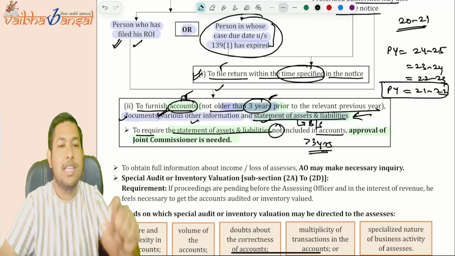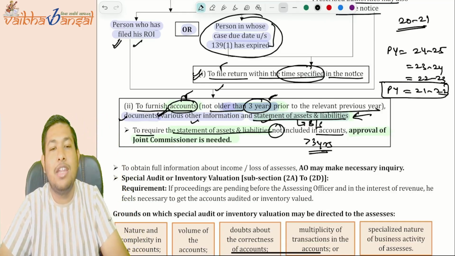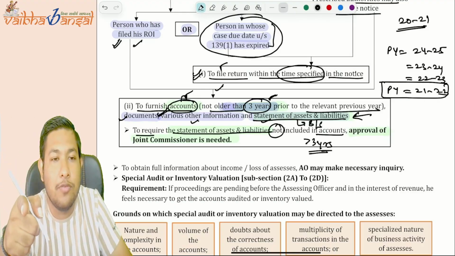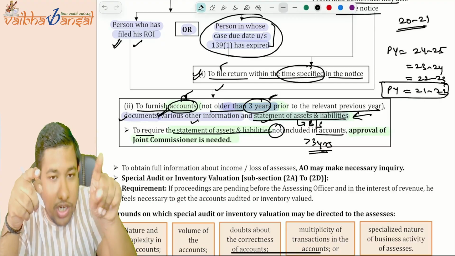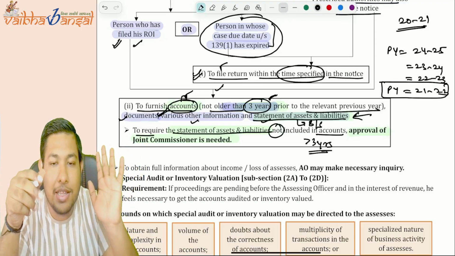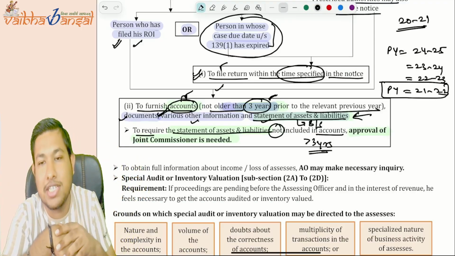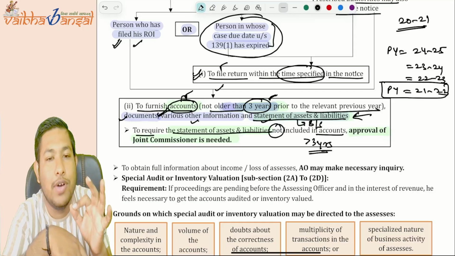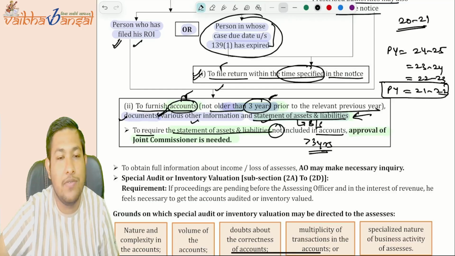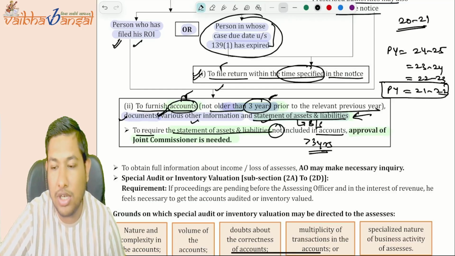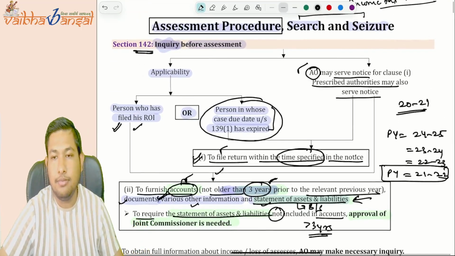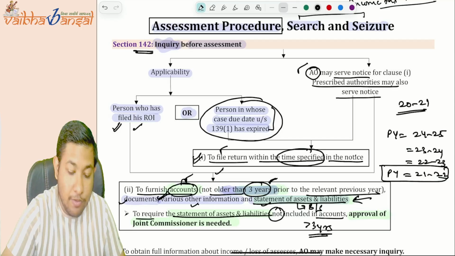So in that particular case, they have imposed a restriction that before asking for the statement of assets and liabilities, which is not included in the accounts, for a year exceeding 3 years, the approval of the Joint Commissioner is needed. Understood or not? Tell me this first. This part is very much clear to you? Is this clear? Shall I move ahead?